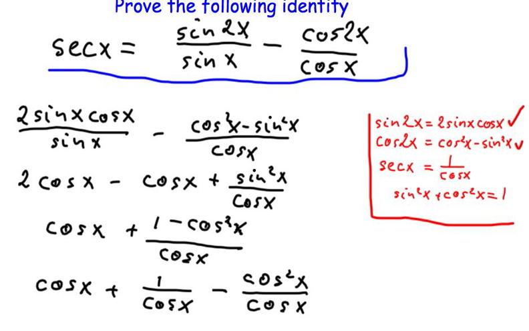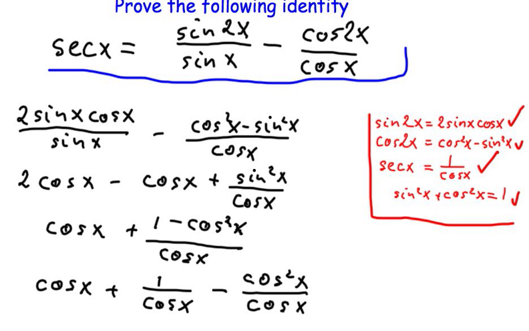Secant identity: this is the reciprocal function for cosine, so that is very useful as well in the process of proving this question. And finally, the Pythagorean identity that you have noticed is very commonly applied. Sine squared x plus cosine squared x is equal to 1.